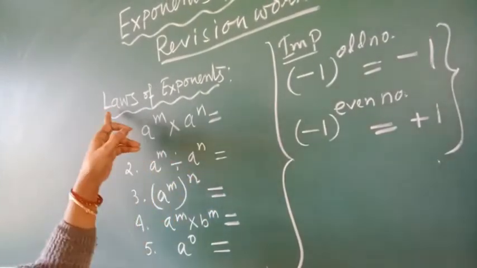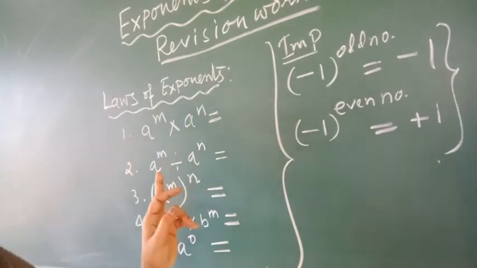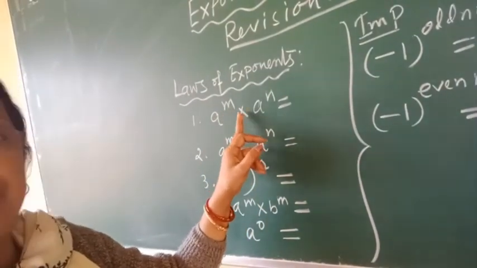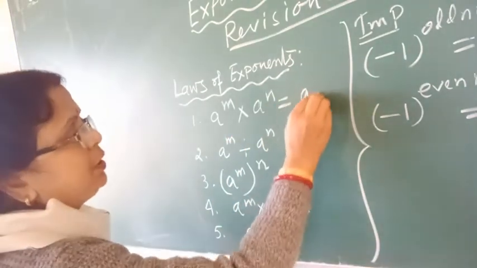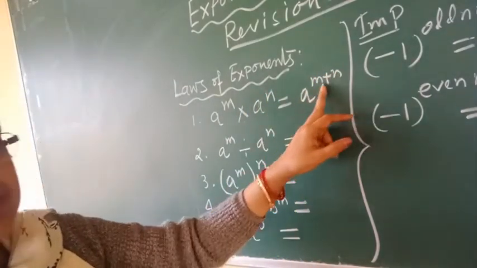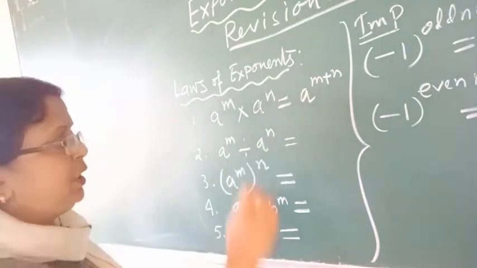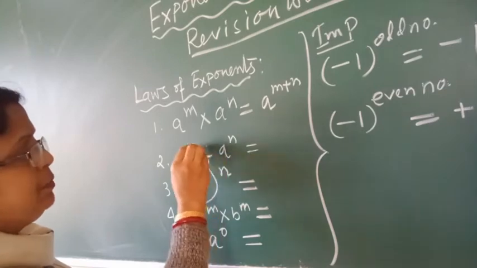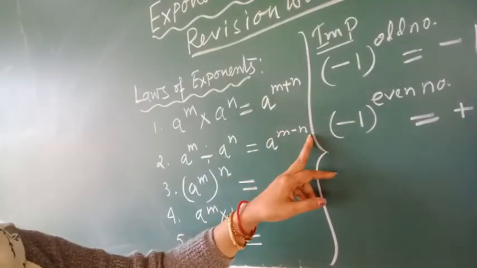Laws of exponents. When the bases are same and the powers are different and they are in multiplication, what you have to do: a to the power m into a to the power n, you have to write a to the power m plus n. The base will be same, the powers will be added. The next law, a to the power m divided by a to the power n: you can see the division sign, but the bases are same, powers are different. In that case, powers will be subtracted, m minus n.